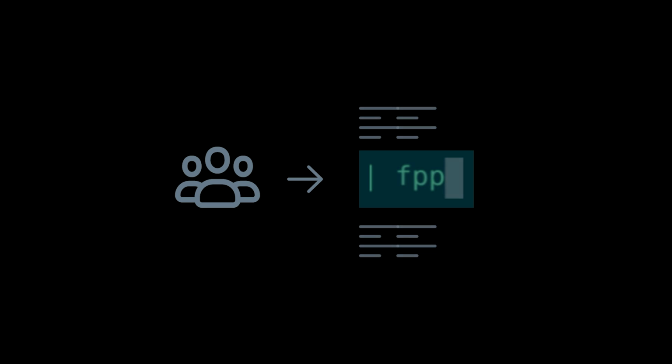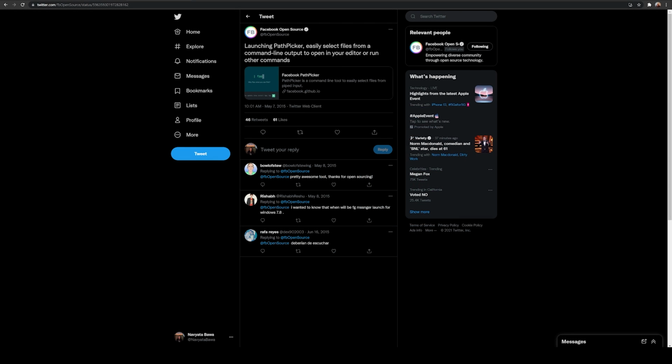PathPicker was created at Facebook to help new engineers navigate our large internal code bases full of long file names and paths. Because of how instantly useful this system proved, we open sourced it in 2015.